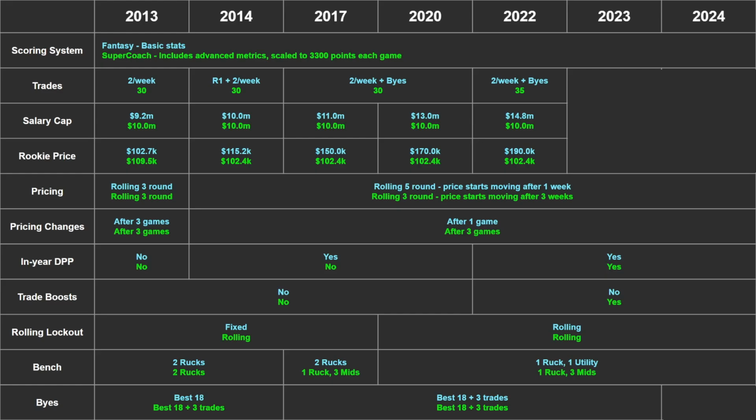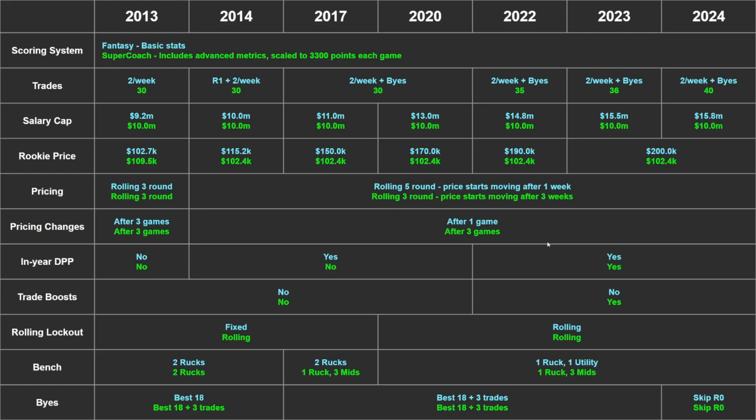2023, there is just one change here, which is that SuperCoach went from 35 to 36 trades. They added an extra one for the extra round that was being played. And then we moved to 2024, where SuperCoach has gone from 36 to 40 trades, which a lot of people are unhappy about, but we're going to learn how to make the most of that. And then lastly, for the buys here, we started skipping round 0, which both formats did the same thing on. And so that's a very brief history of fantasy and SuperCoach, where they started and where they're at today.